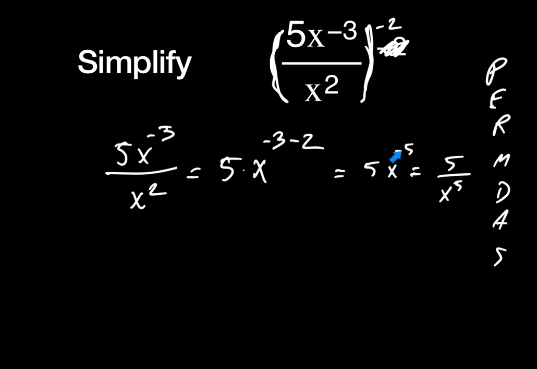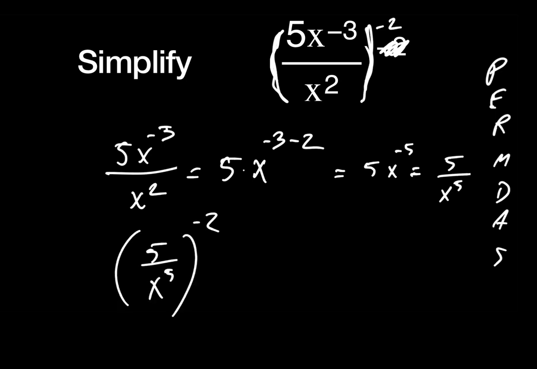A common mistake I see: people think that this negative 5 is somehow related to this 5, and it's not. That negative 3 is only on the x. For that negative 3 to also be on the 5, this would have to have its own set of internal parentheses, which it does not. So I've got this, which is 5 over x to the 5th.